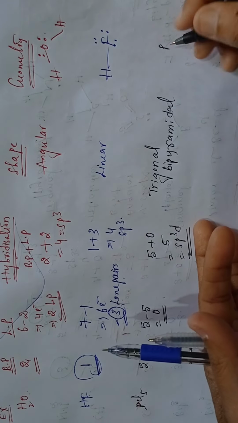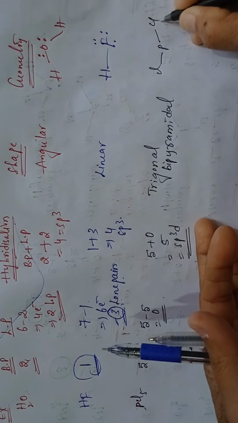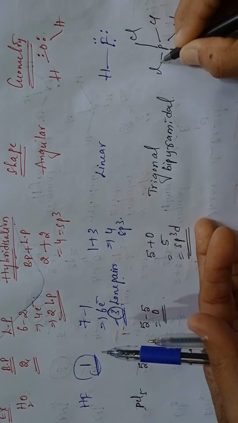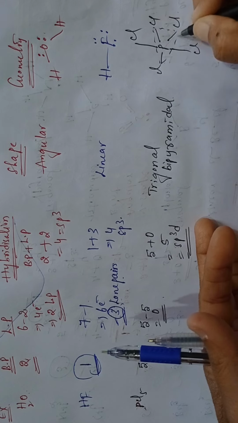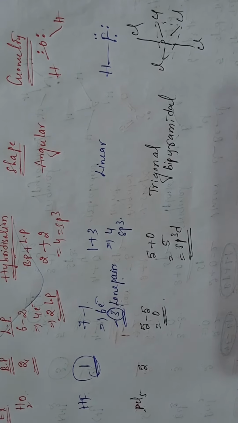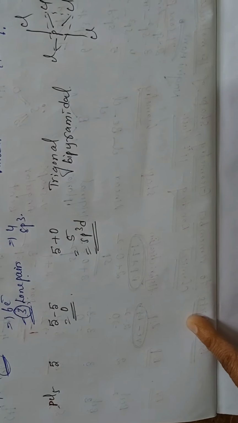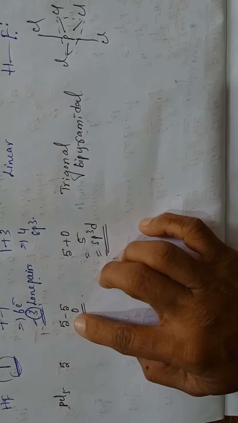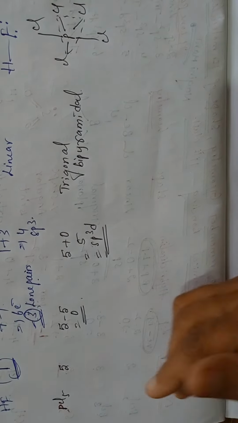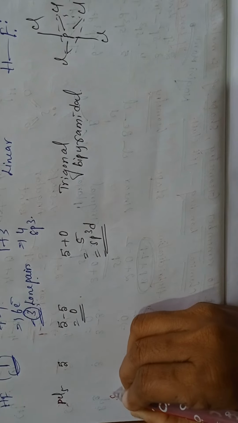Now coming to the geometry of PCl5: this is phosphorus, chlorine, chlorine, chlorine. Here one chlorine, here one chlorine. This is PCl5, trigonal bipyramidal shape. Understood? So PCl5 is completed. This is sp3d completed with 0 lone pairs. If there are 0 lone pairs, the shape is fixed according to hybridization.